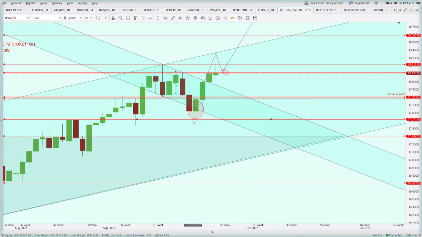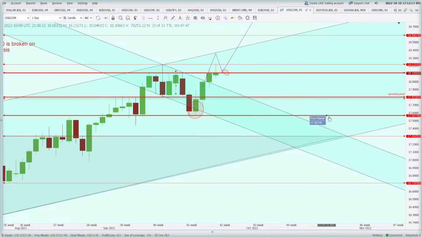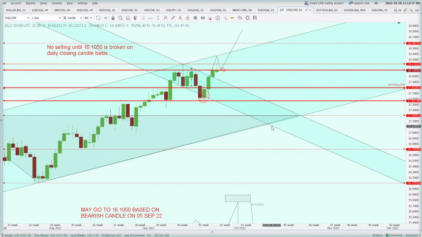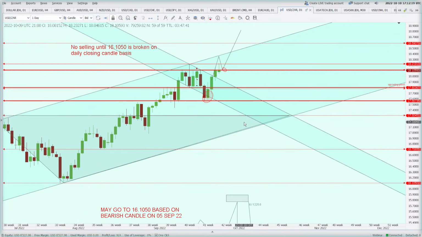Wait, yeah, the 7.5673 area for this double top to break down. All right, but yes, this is just a formation.